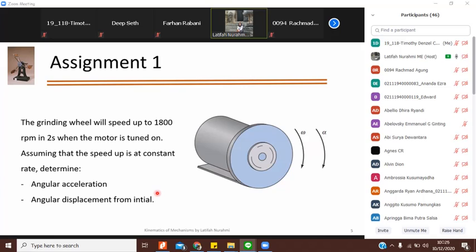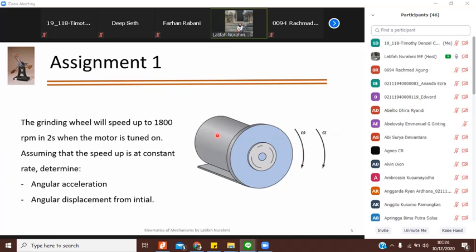All right, now let's take a look here. The first example, finding the acceleration. This is a simple example. So we have a grinding wheel, just like in the right figure. We have a grinding wheel like this. It is rotating with velocity omega and acceleration of alpha.